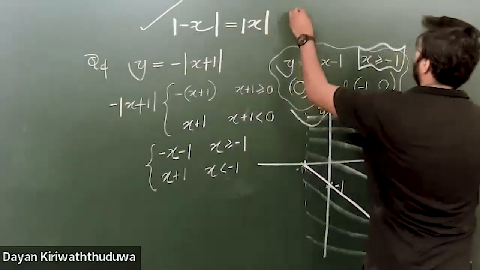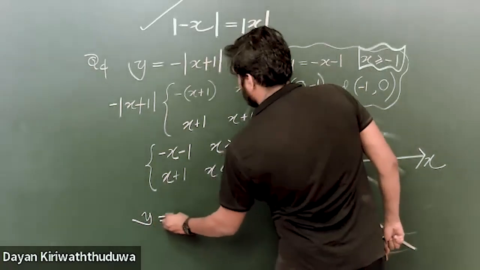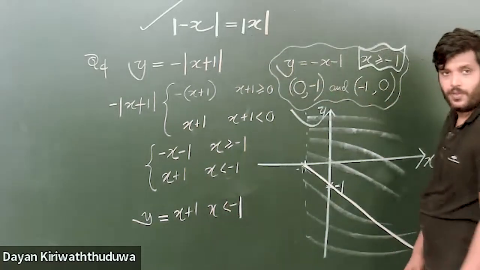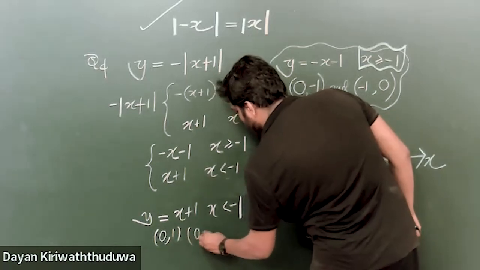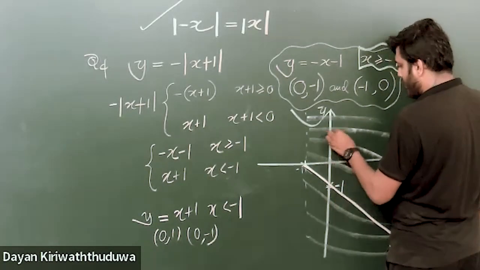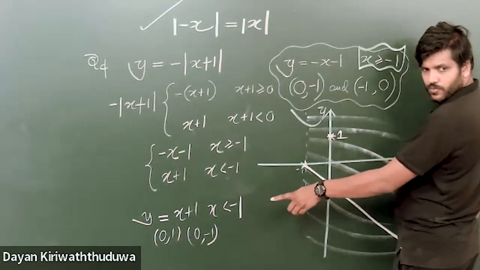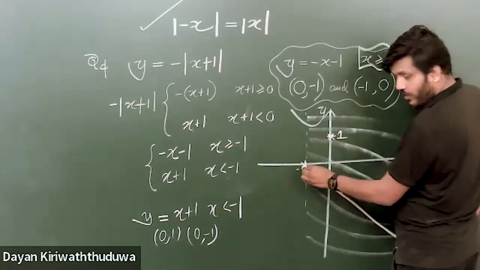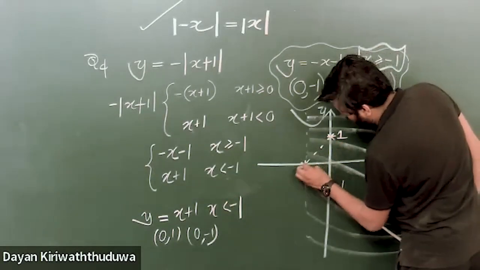So there we can write, we are looking at y equals x plus 1 when x is less than minus 1. So this is x equals 0, y equals 1. Y equals 0, x equals minus 1. So x equals 0, y equals 1 means somewhere here. This is the same point. But you are not going to connect like this. That should be when x is less than minus 1, so that should be dotted here.